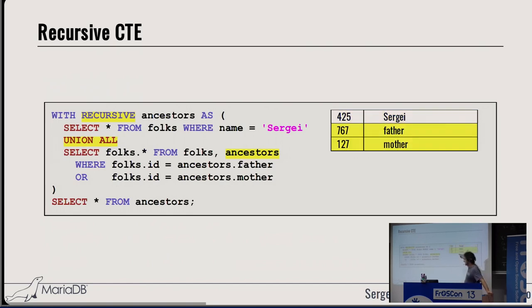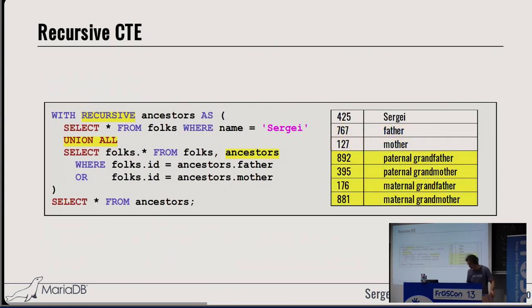Then starts the interesting part. It repeats this select again, the second one, using those two new rows as the values for ancestors. And then joins those rows with folks using ID and finds fathers and mothers of my parents, so it finds my grandparents. And then it repeats this select again using those four rows as the value for ancestors and finds eight more rows. And so on and so forth. It continues joining and repeating until the table is exhausted and it doesn't find any more rows.